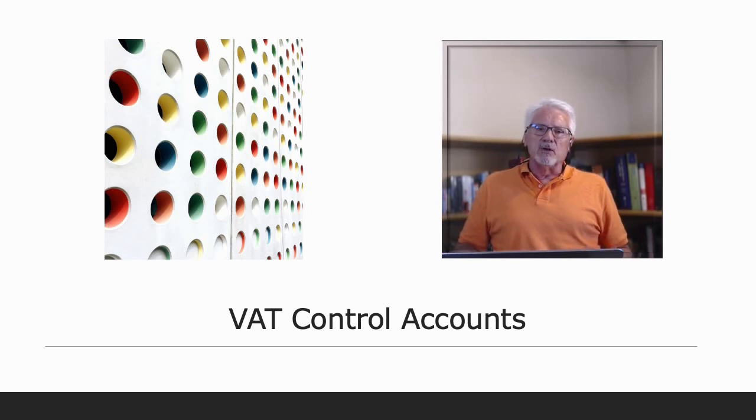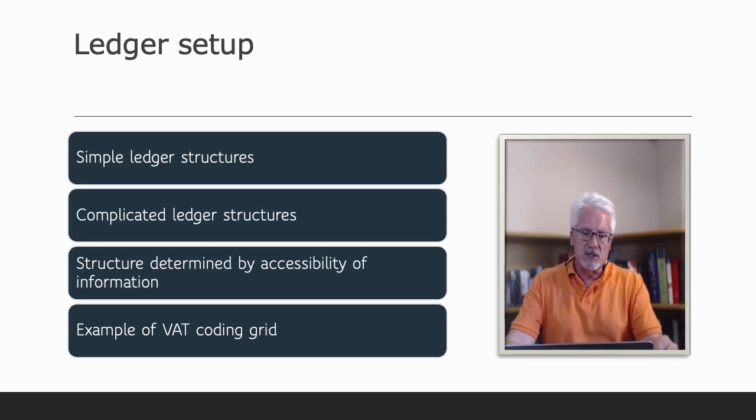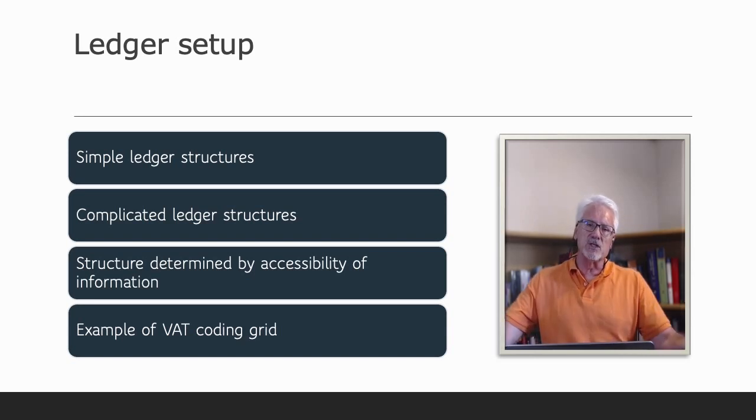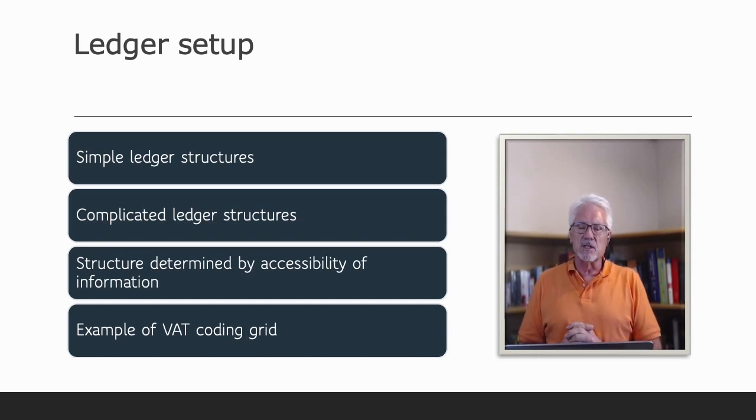So what will we be looking at? We'll be looking at a simple ledger structure, then a more complicated ledger structure, then the concept that the structure determines the accessibility of information. If your information is spread over a wide range of places and locations and transactions, you probably need a system that's a little bit more advanced than just a very simple system, but we'll have a look at that. And then we'll look at an example of a coding system. How do you code your transactions so the information ends up where it should? So let's have a look.